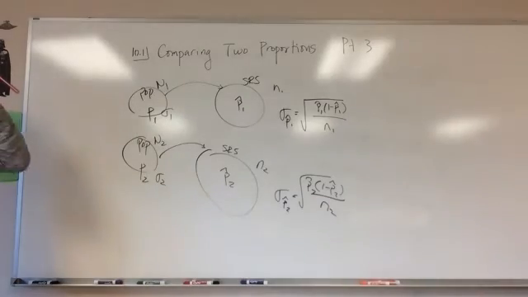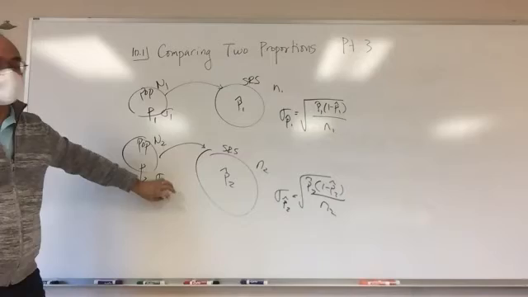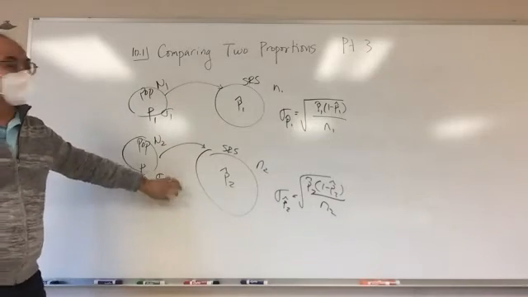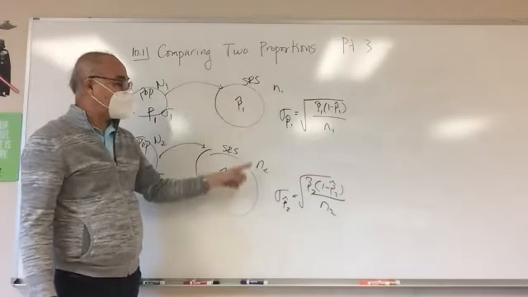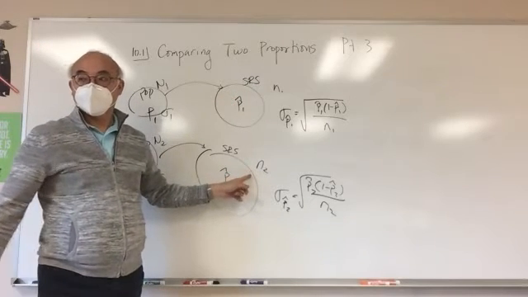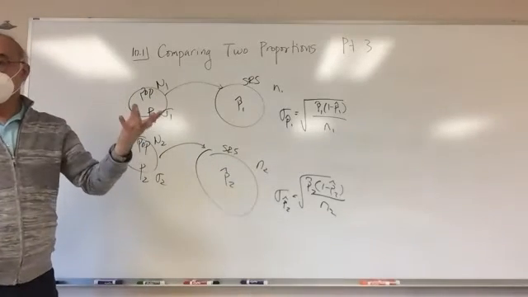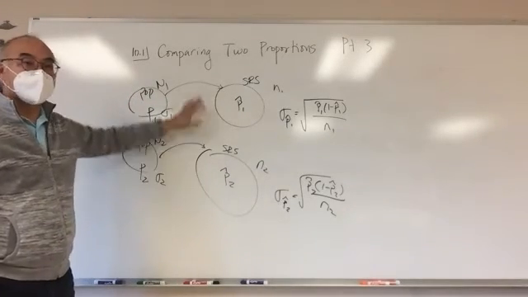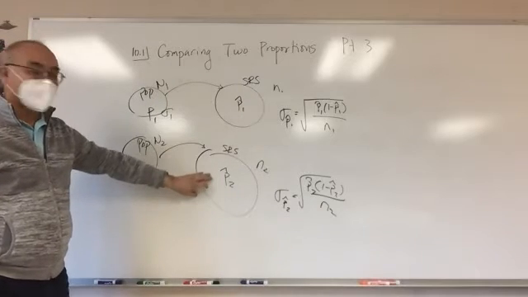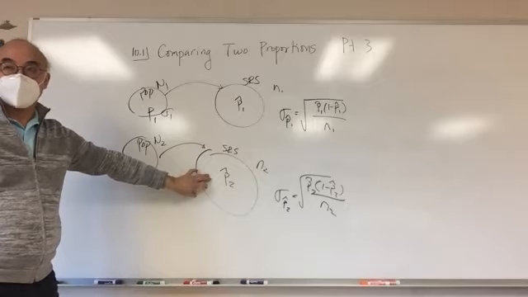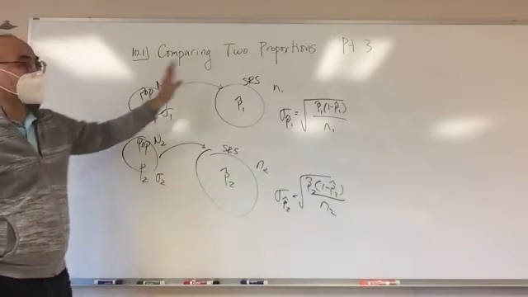But before this, we had to check the 3 conditions for each one. You just can't do one of them. You have to do both of them. So you have to make sure they're both SRS. You have to make sure that both N1 and N2 are not oversampling. You can't sample more than 10%, all right? And also the large counts. For this guy and this guy, N1P1 and N1 times 1 minus P1 have to be greater than 10. N2P2 and N2 times 1 minus P2 have to be greater than 10, correct? So that's in a nutshell what we did.